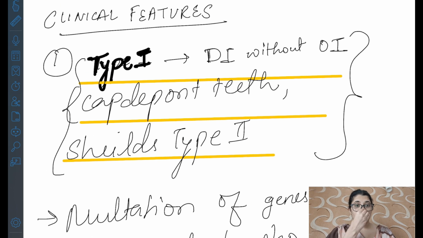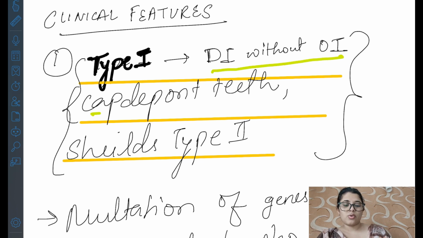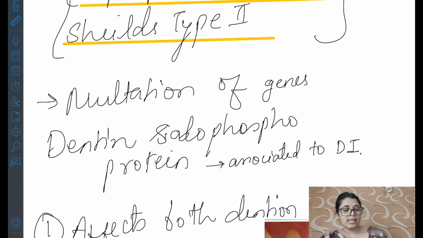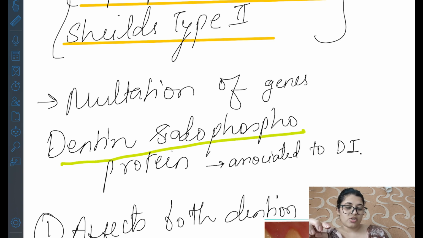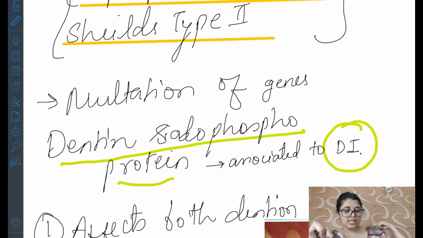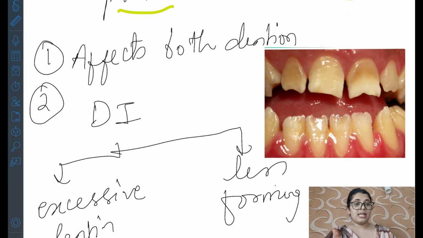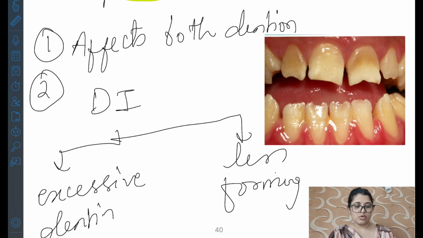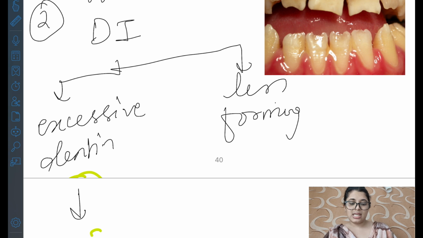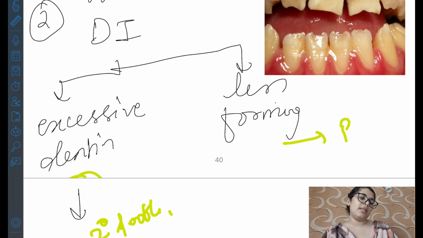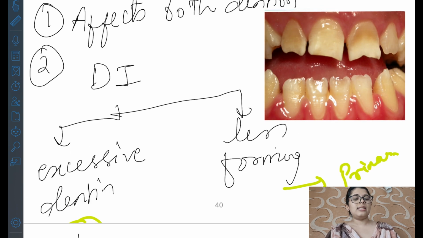Okay, now what are the clinical features of type 1 in the revised classification, that is dentinogenesis imperfecta without osteogenesis imperfecta, also known as Capdepont teeth or Shield type 1? It is because of mutation of the gene for dentine sialophosphoprotein, which is associated with dentinogenesis imperfecta. It affects both dentitions, that is both primary and secondary dentition. Dentinogenesis imperfecta can result in two types, that is excessive dentine deposition or very little dentine deposition. Excessive dentine deposition is seen in the secondary, permanent teeth, and less dentine formation is seen in the primary dentition.